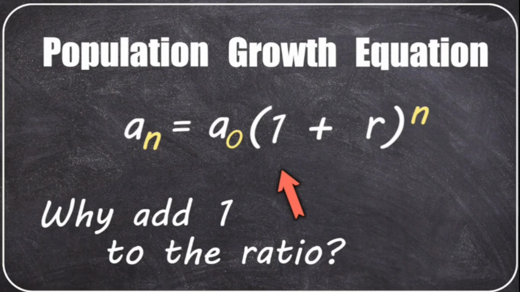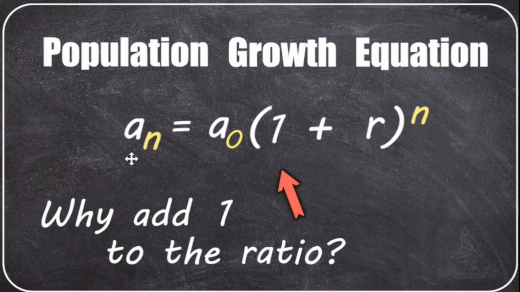We're going to be examining the population growth equation. You could call it the population growth formula, the population growth sequence. It's all the same thing. This equation is used to calculate the increase in size or the reduction in size of some value that changes at the same rate for the same interval of time.